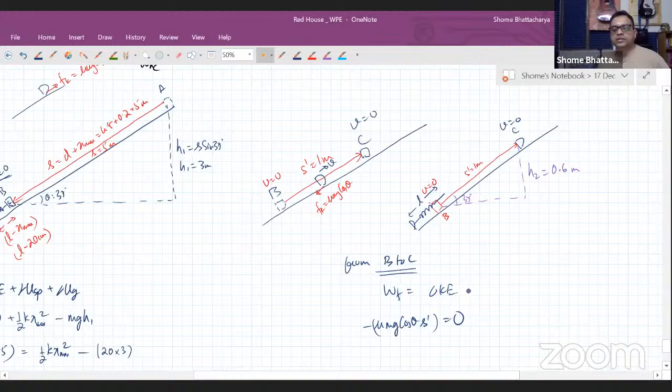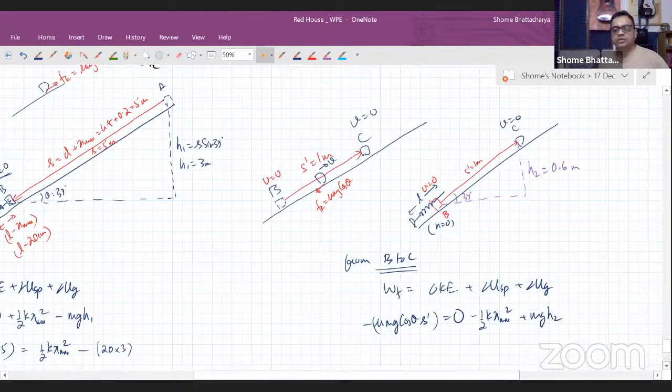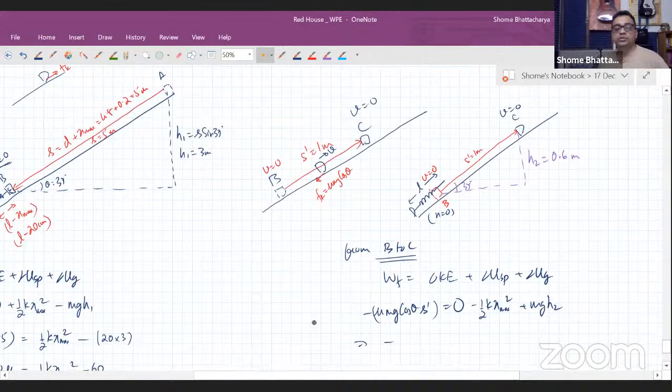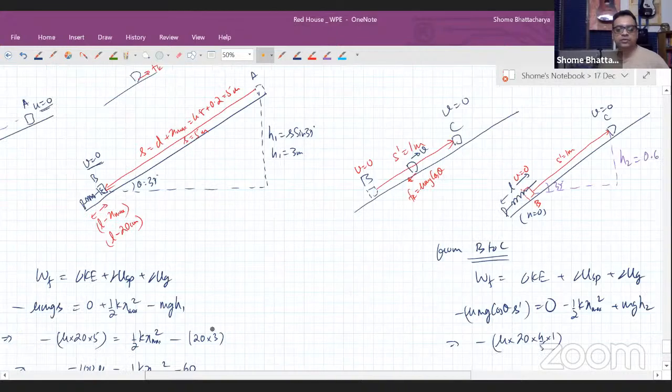Okay. So that is 0 plus change in potential energy of the spring. Now this time the change in potential energy of the spring is minus half k x square. Why? Because here x is 0 in the final state, whereas when it started from B, x was x maximum. Okay. Plus change in gravitational potential energy. So this time it is plus mg h2 because it's going up. So this equation becomes minus mu into, oh sorry, I forgot the cos theta. The cos theta is 4 by 5 into 1. Okay, so please make a correction here also. I forgot the cos theta.